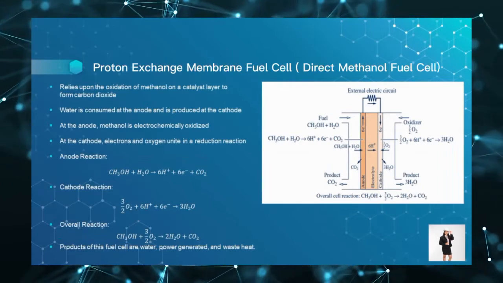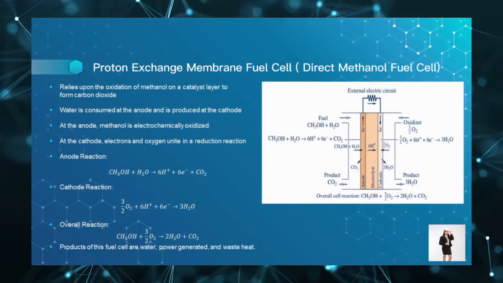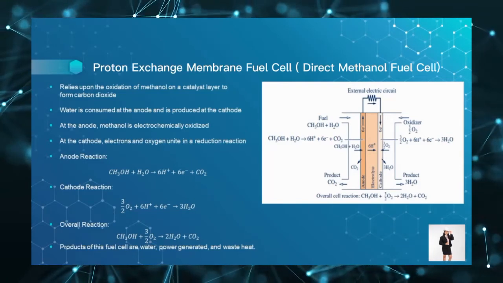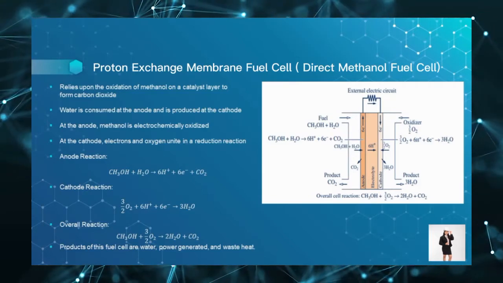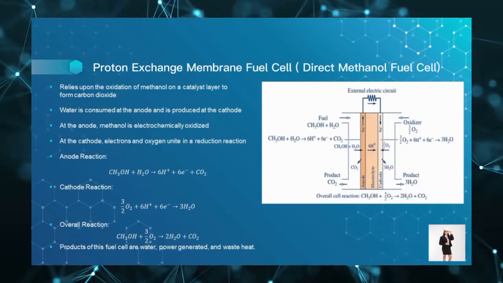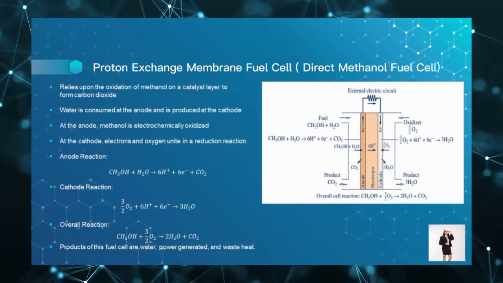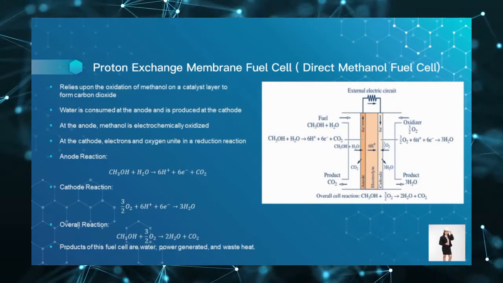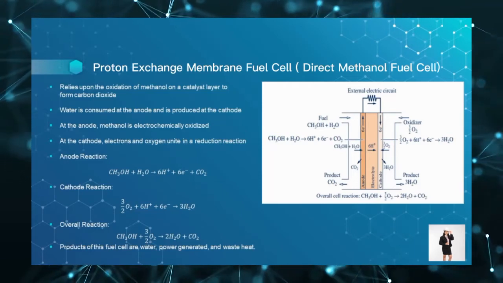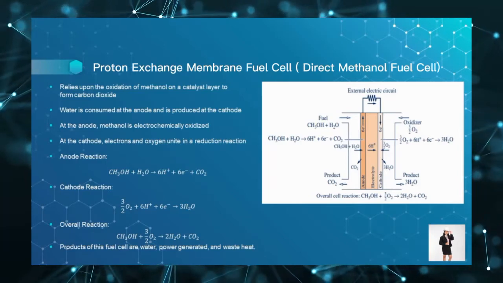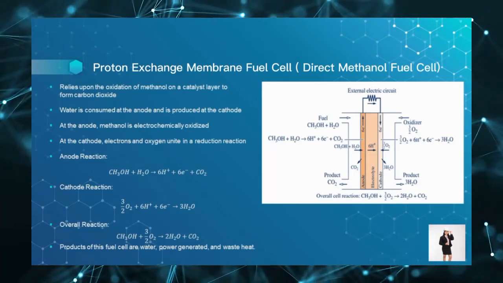Another type of proton exchange membrane fuel cell is a direct methanol fuel cell, where humidified methanol acts as the fuel and oxygen acts as the oxidizer. This type of fuel cell relies upon the oxidation of methanol on a catalyst layer to form carbon dioxide. Water is consumed at the anode and is produced at the cathode. Methanol and water are absorbed on a catalyst and lose protons until carbon dioxide is formed. At the anode, methanol is electrochemically oxidized, producing electrons that travel in the external circuit producing power, then going to the cathode where they are consumed together with oxygen in a reduction reaction.